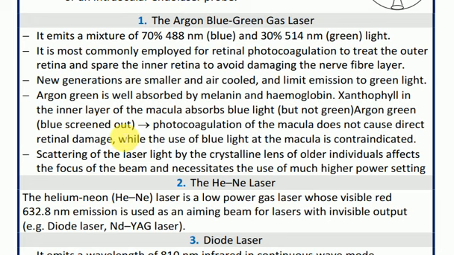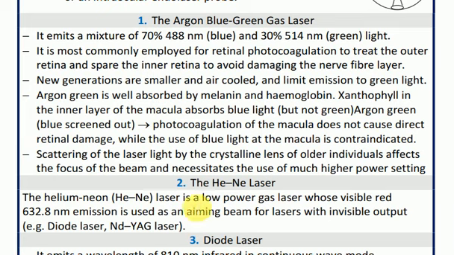Argon green, blue screened out, so photocoagulation of the macula does not cause direct retinal damage, while the use of blue light at the macula is contraindicated. Scattering of the laser light by the crystalline lens of an older individual affects the focus of the beam and necessitates the use of a much higher power setting.